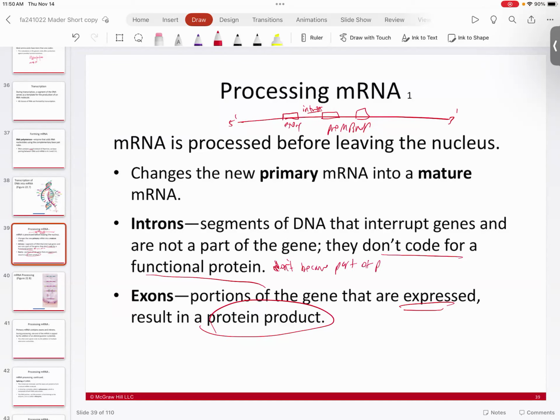Because remember, what you want is to be able to start somewhere, have an open reading frame, basically read through it, and then have a stopping point, right? And that's what you want. Right now, you don't have that. Right now, you have all these interruptions, all these intervening pieces in between. So you've got to remove those to create a nice, continuous open reading frame. And so this primary or premature mRNA has to be processed.